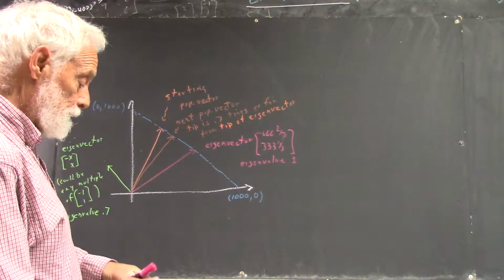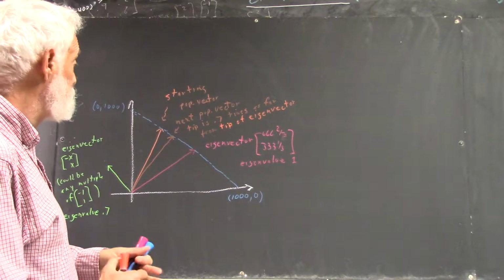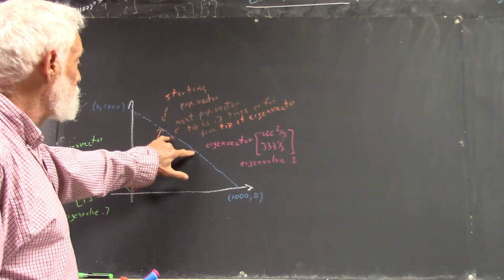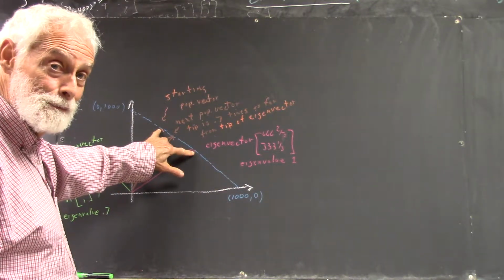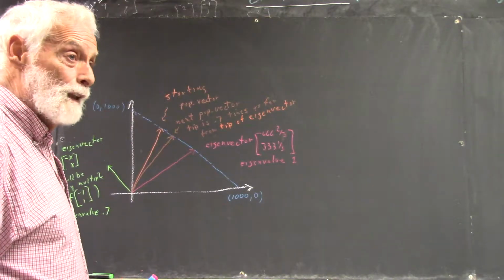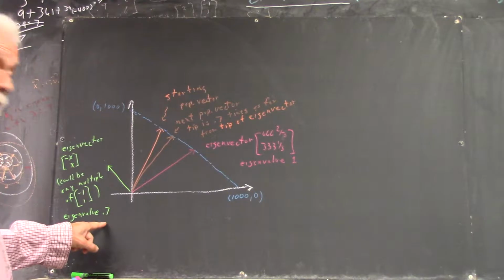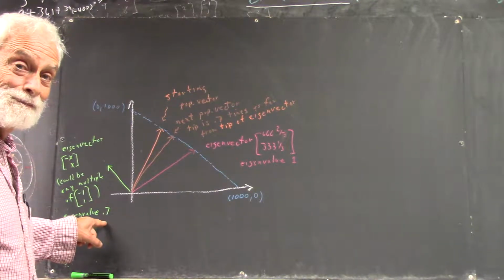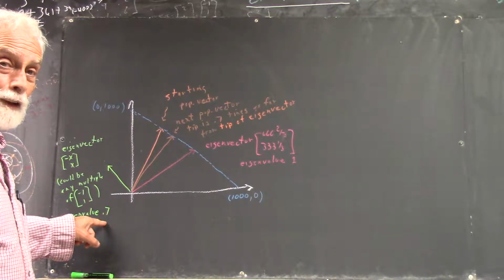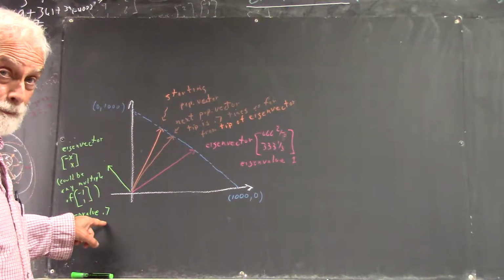So what I'm saying is, this distance is 70% of this distance. And it has to be 70%. You know why? Because this eigenvalue is 0.7. Now there's a pretty deep connection there.